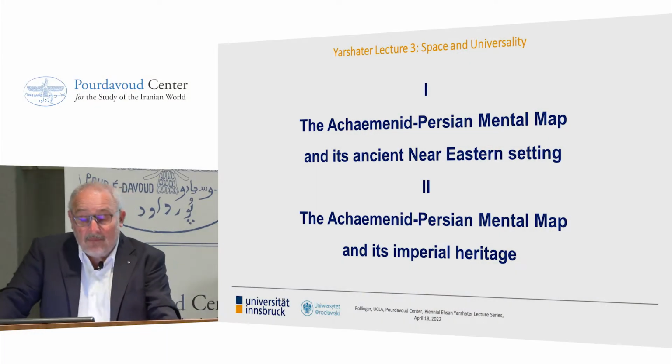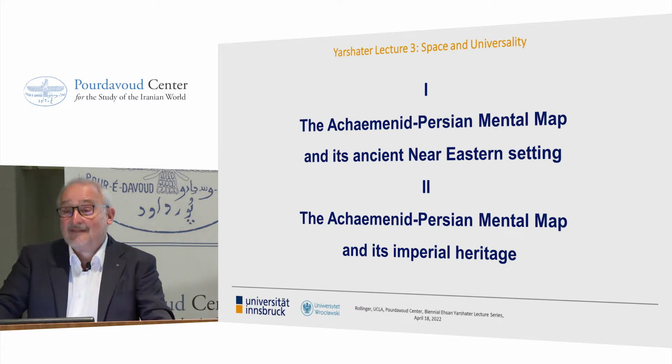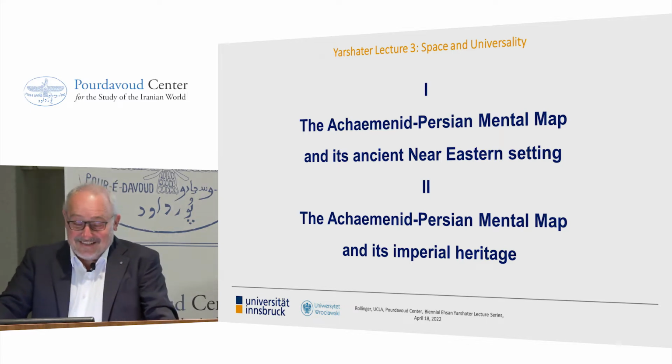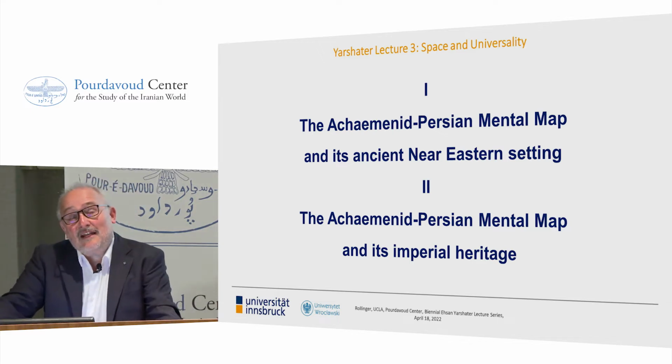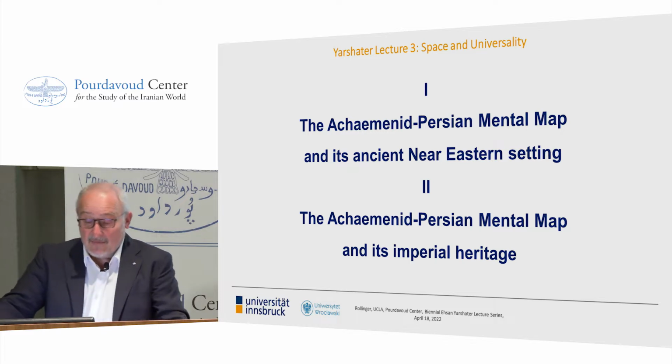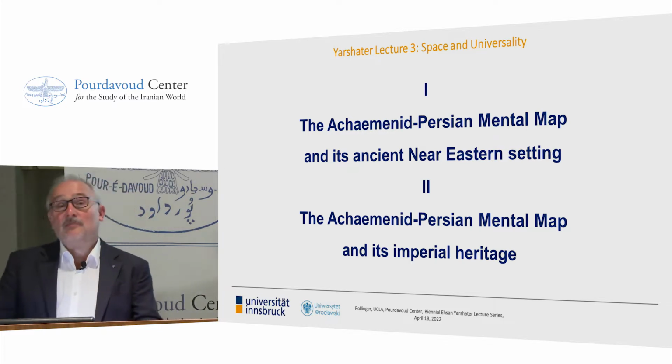So I'm going to develop my thoughts into two major steps. The first one is, let's say, laying the basis for my thoughts, the Achaemenid Persian mental map and the ancient Near Eastern setting. And the second one is then moving forward into the time of Hellenism and the Roman Empire through late Antiquity, the Achaemenid Persian mental map and its imperial heritage.